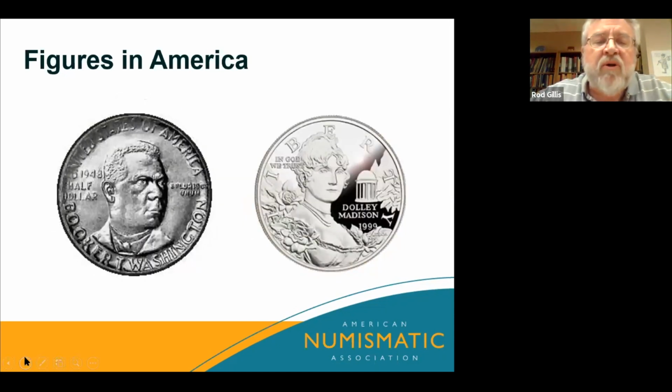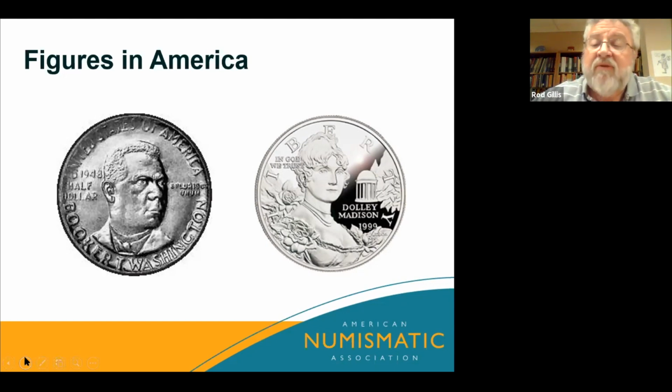We have 2 other really important figures that happen to be on commemorative coins. On the left-hand side, we see Booker T. Washington. He appeared on his very own commemorative, and later appears on another commemorative, the Washington Carver commemorative. He is one of 2 African Americans who appear on 2 United States coins. The other is Jackie Robinson, the famous baseball player. He appears on a gold commemorative as well as a silver dollar commemorative.